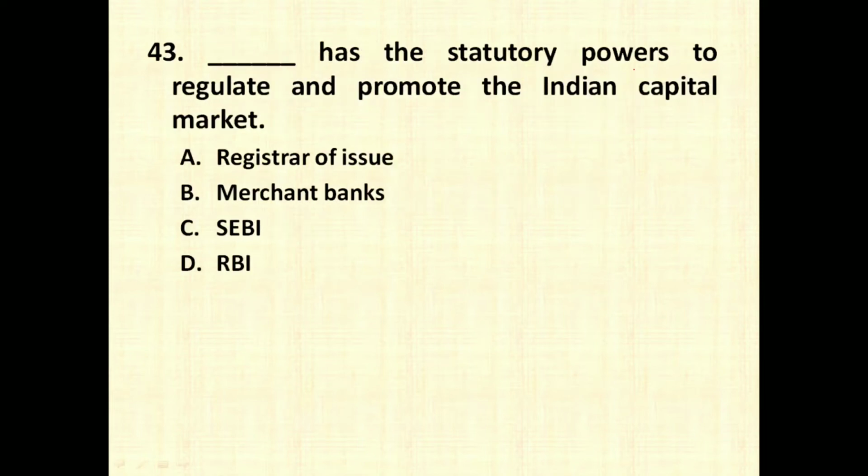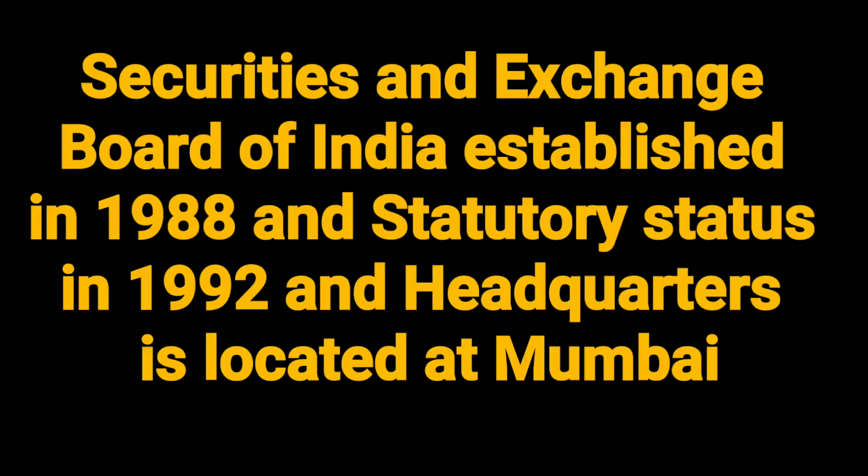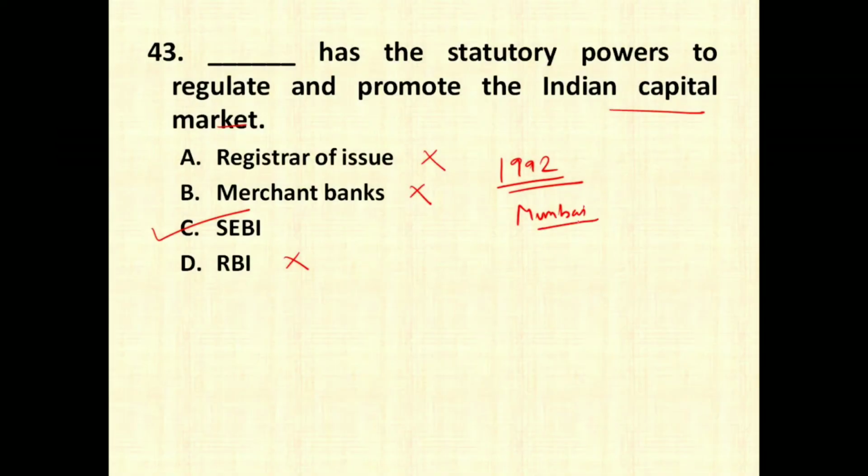Dash has statutory powers to regulate and promote the Indian capital market. Registrar of issue, merchant banks, RBI, no. So it is SEBI. SEBI has the power to regulate the Indian capital market. SEBI stands for Securities and Exchange Board of India, which was established in 1988, but it was given statutory status in the year 1992, and headquarters of SEBI is in Mumbai. So remember these few important information about SEBI.